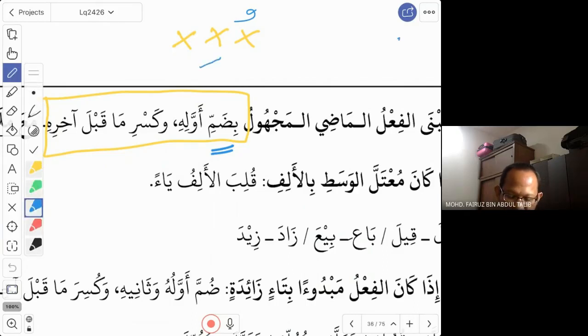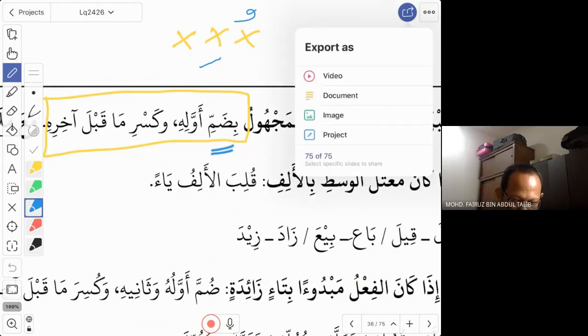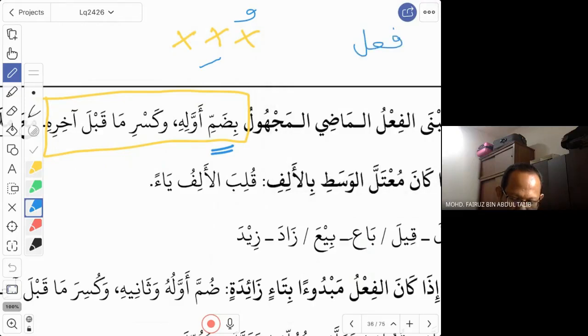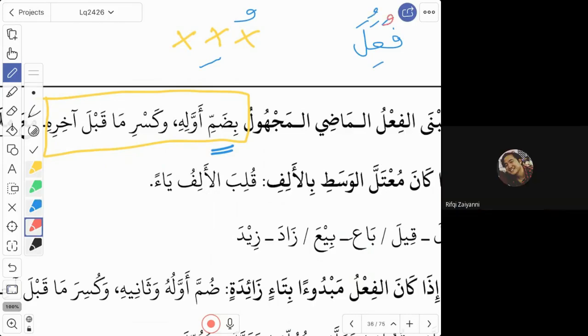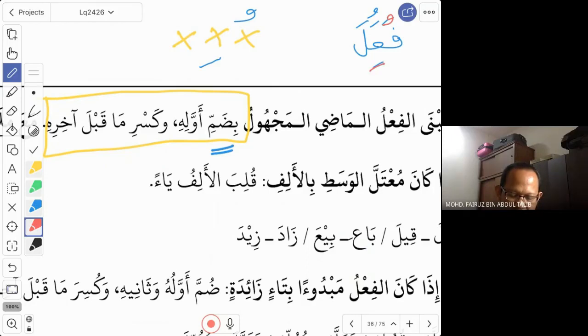So if the fi'il is, for example, a three-letter fi'il, fa'ala or fa'ila or fa'ula, this is the normal fi'il, mabni lil ma'lum. For mabni lil majhul, you just change to fu'ila. And of course, the last letter is always la. This is the trademark of a fi'il madi.